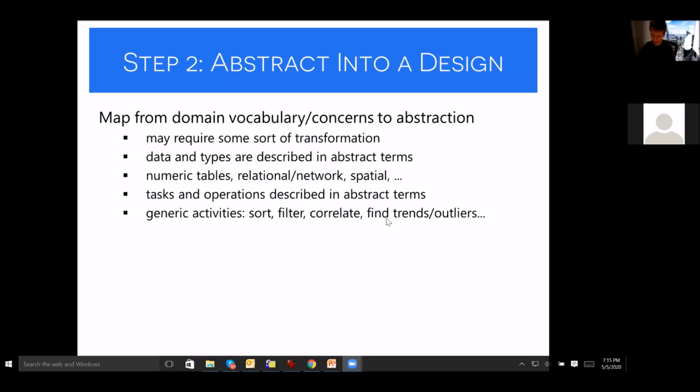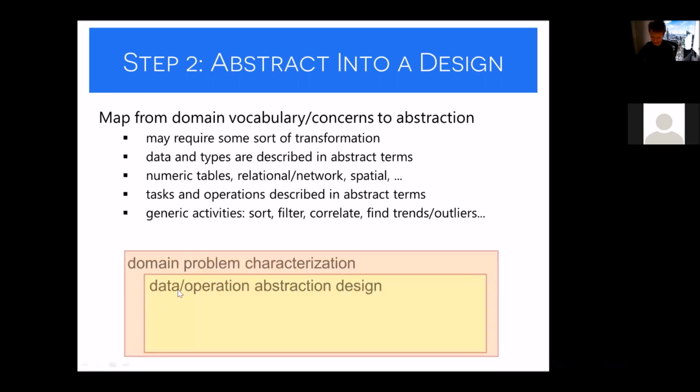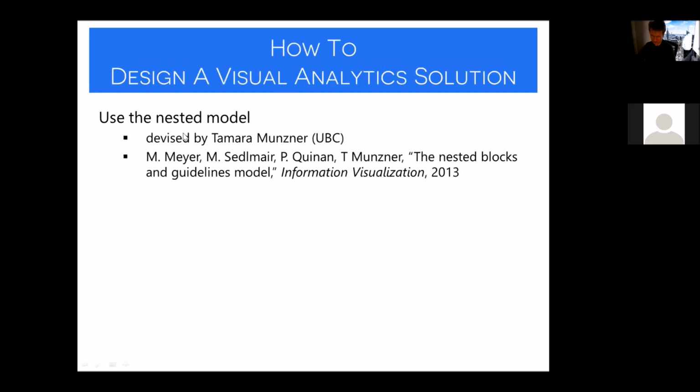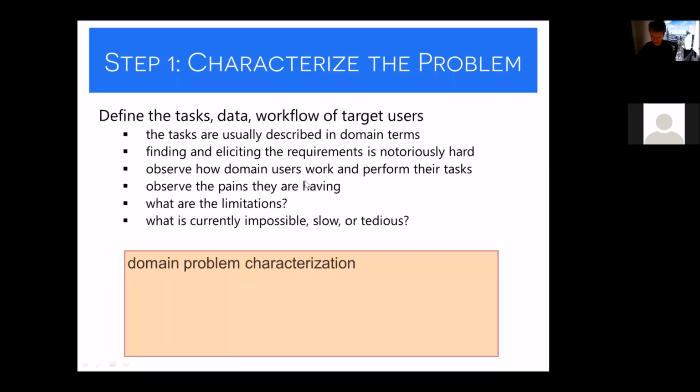Because that's what you usually do when you try to solve a problem, right? You try to filter out stuff you don't want, try to sort things a little bit, and this is basically what you're trying to do, okay? Figure out what these basic things are that they do. And then this basically becomes the data and operation abstraction design, okay? This is the next box. Remember I told you it was the nested model, right? Nested model. So we're going to nest the model.